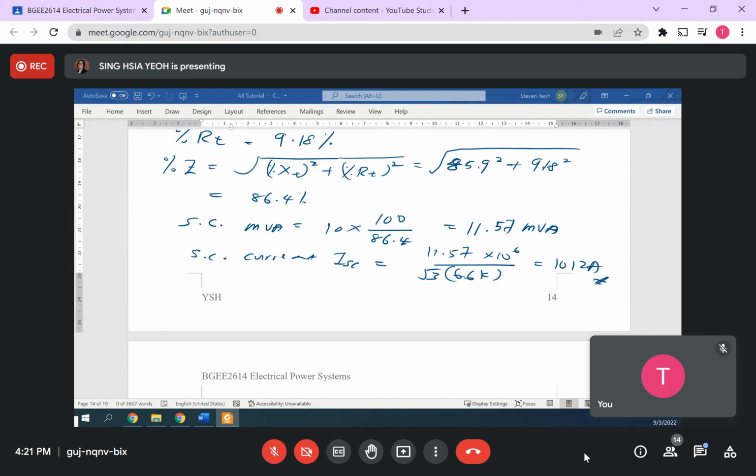So it means in order to find ISC, the short circuit current, you need to use the short circuit MVA. You okay?